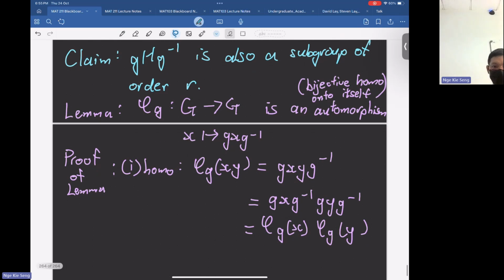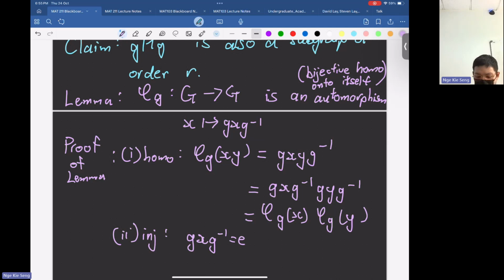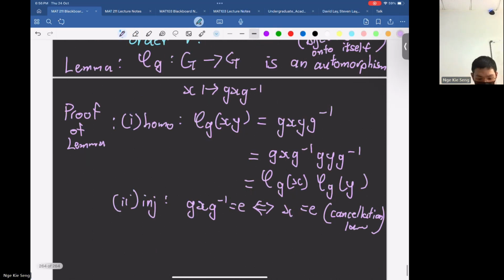How about injective and surjective? Prove injective: for a homomorphism, what do you need to know? There's a very useful statement, right? The kernel has to be the identity. So you ask yourself, when is g X g inverse the identity? This is only true when X is equal to the identity. We use the cancellation law. So if and only if, because your kernel has to contain only the identity.